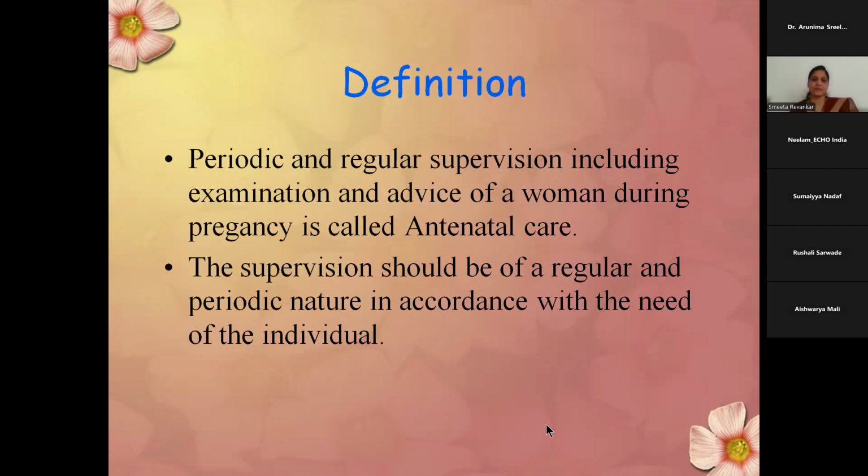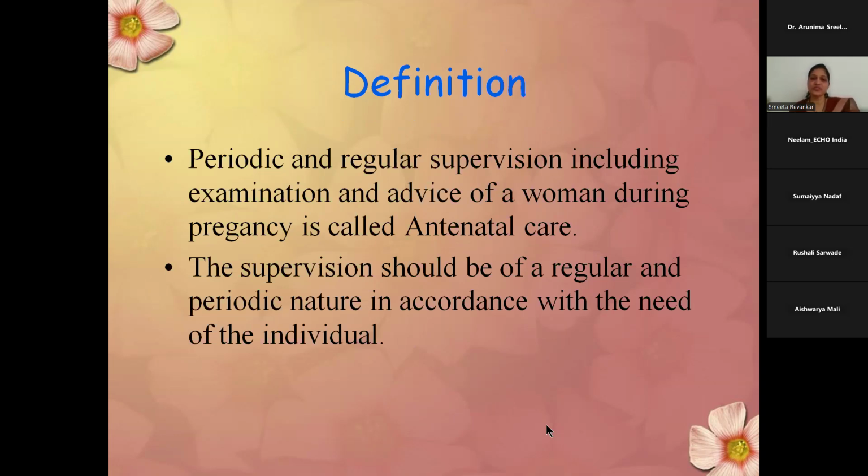So coming to the antenatal care, what is it? It's defined as periodic and regular supervision, which includes the examination and advice of a woman during the pregnancy. It is called antenatal care. So the term itself is saying it's periodic. So every month or every 2 months, the woman has to go for her supervision or for examination. Okay, so the care which is given during the antenatal period is called the antenatal care.